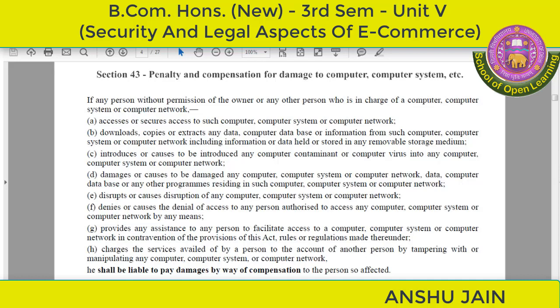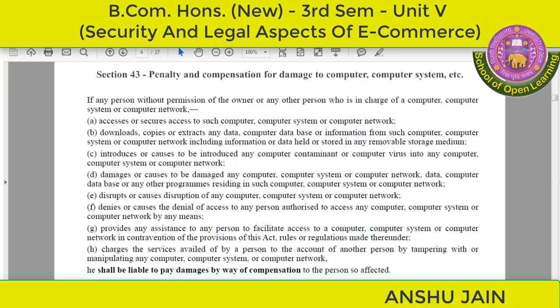इसके अलावा, if he introduces or causes to be introduced any computer contaminant or computer virus into any system or network. अगर an unauthorized person introduces some kind of virus to the computer of some other person, then also he'll be creating damage to the system of some other person by having unauthorized access, and he'll be liable to pay damages. इसके अलावा, if he damages or causes to be damaged any computer system or computer network, the data, computer database or any other program residing in such computer or network.